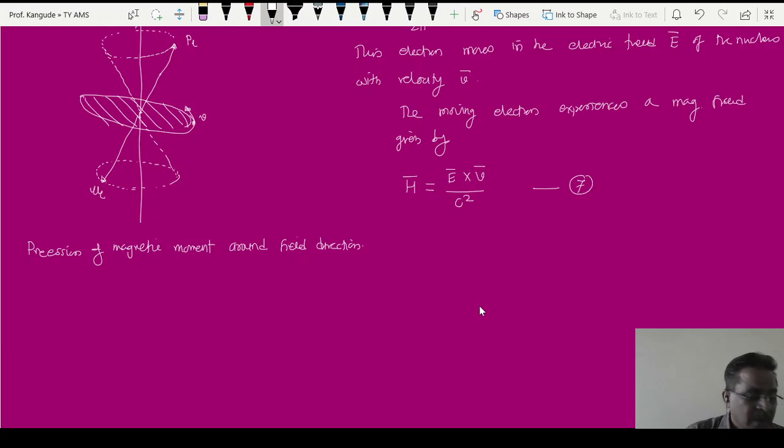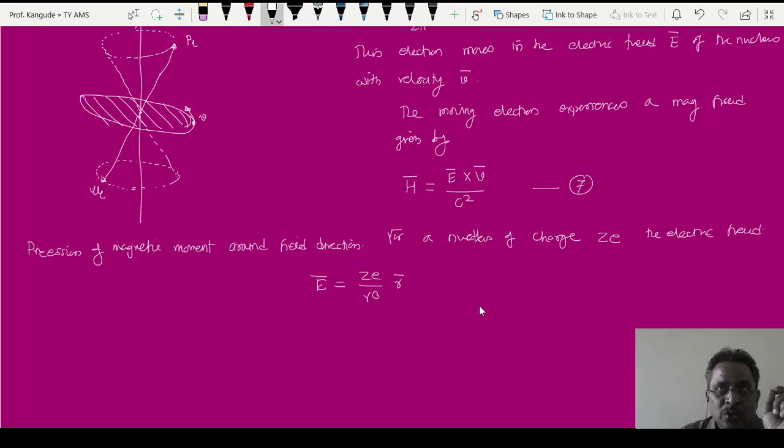Now for a nucleus of charge Ze, where Z is the atomic number, the electric field is given by E bar equal to, this is your Coulomb's law, Ze upon r cube multiplied by r bar. This is actually Ze upon r square, but to write it in vector form we have made this particular change here: Ze into r bar upon r cube. This is my equation number 8.